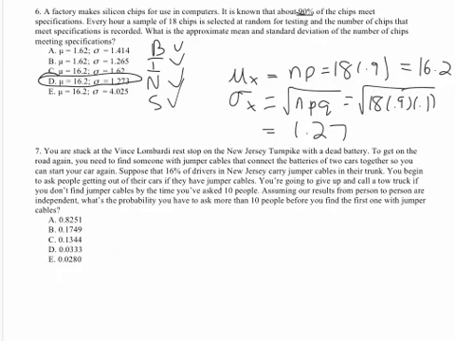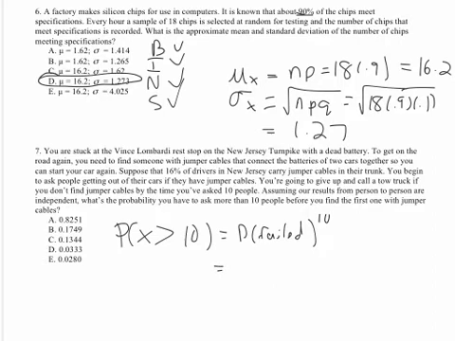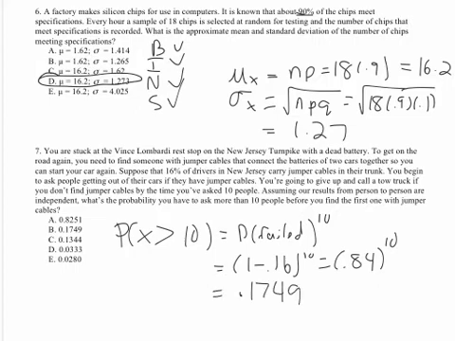Now that we know we have something that's geometric, we're finding the probability that it takes us more than 10 people, which would mean the only thing we know for sure is that we failed 10 times. Well, the probability of success is 0.16, so I want to take 1 minus that, to the 10th power, or 0.84 to the 10th power. And that should be 0.1749. So that would be B.